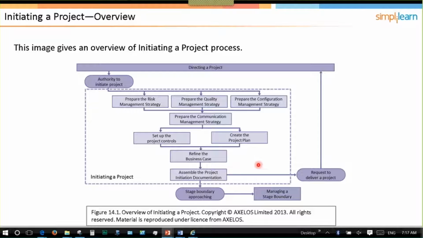And then we pull all that documentation together into the project initiation documentation and prepare the request to deliver the project. Okay, so that's initiating a project. And we just went through all the many components of the project initiation documentation. So when the stage boundary is approaching, i.e. I'm getting close to the end of initiating a project, I'm going to start my managing a stage boundary process, which means I'm looking back at lessons learned and how this went, and I'm preparing the detailed stage plan for the next stage. So that's initiating a project.